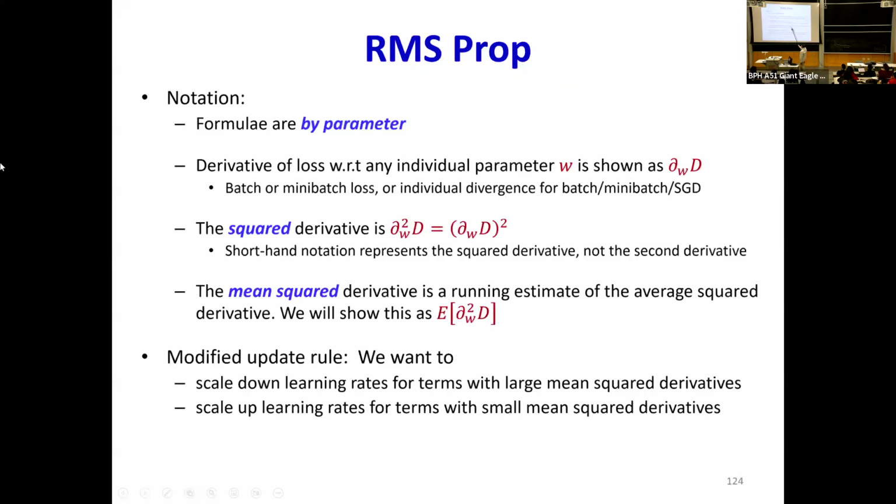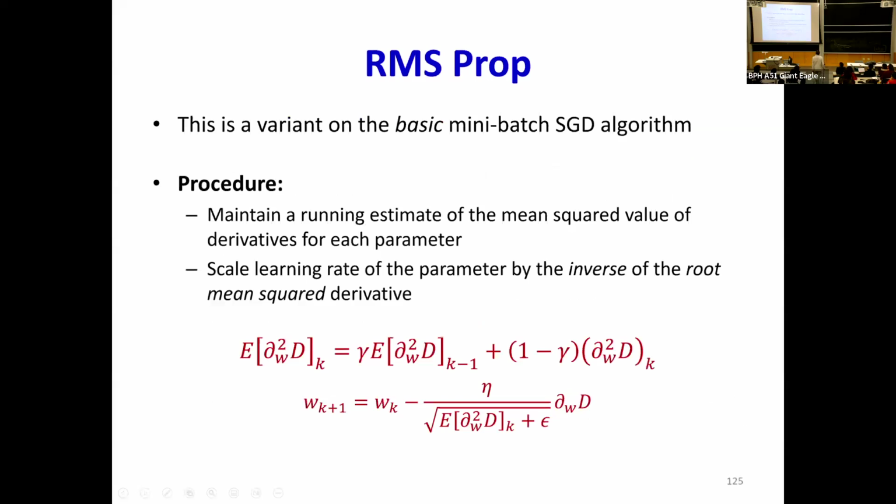I'm going to use a squared derivative. The notation I'm using is partial squared instead of partial d squared. It's not the second derivative, it's the square of the derivative, right? And so I can maintain a running average of the squared derivative. And so this is going to be the mean squared value of the derivative. This is going to be maintained separately for each component. And so here is what we would do.